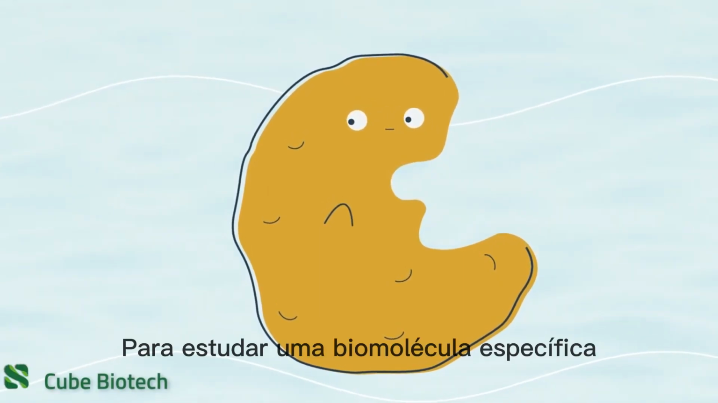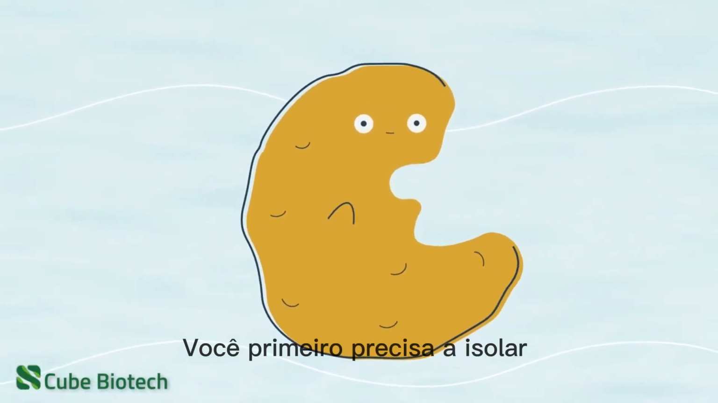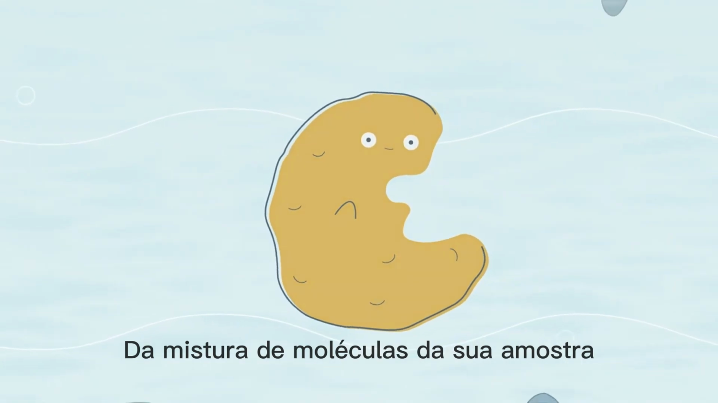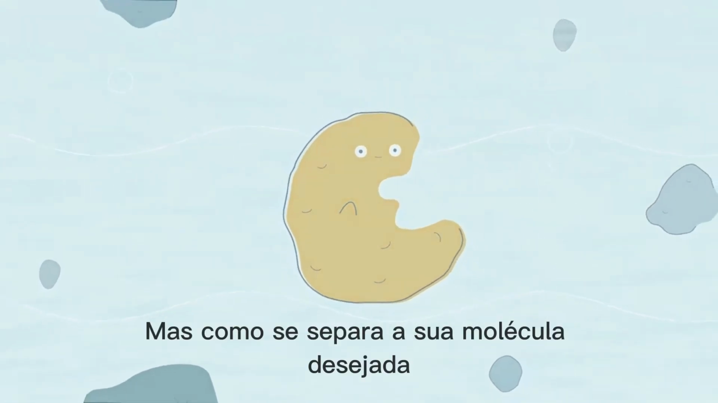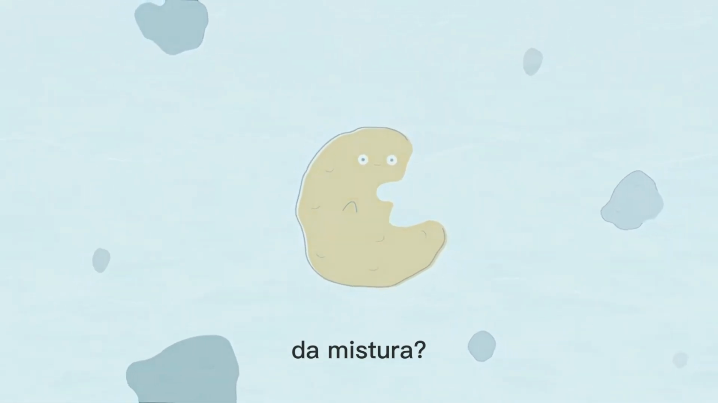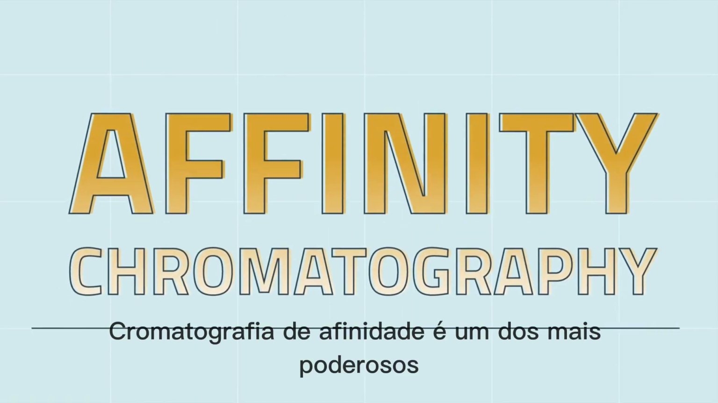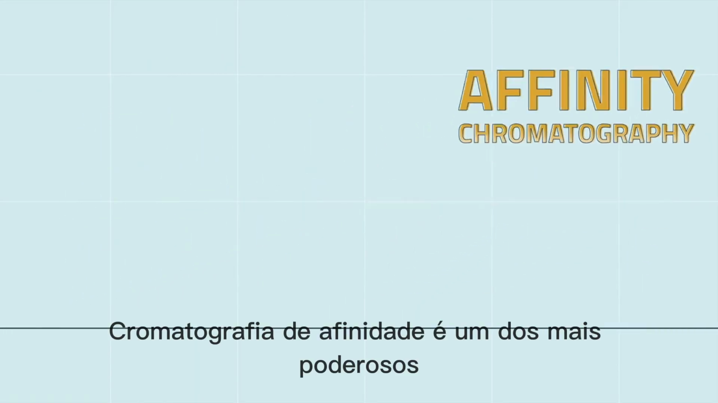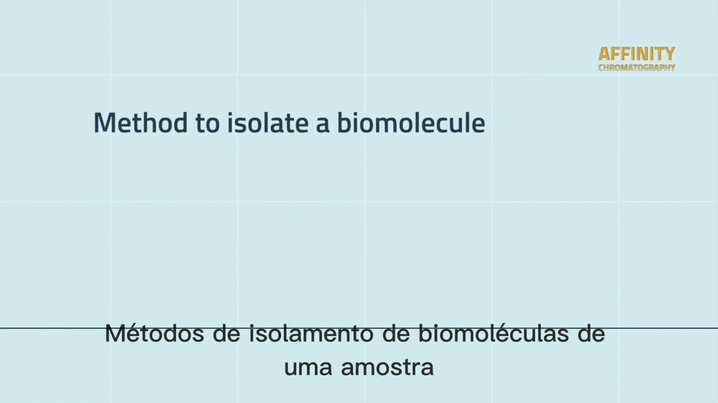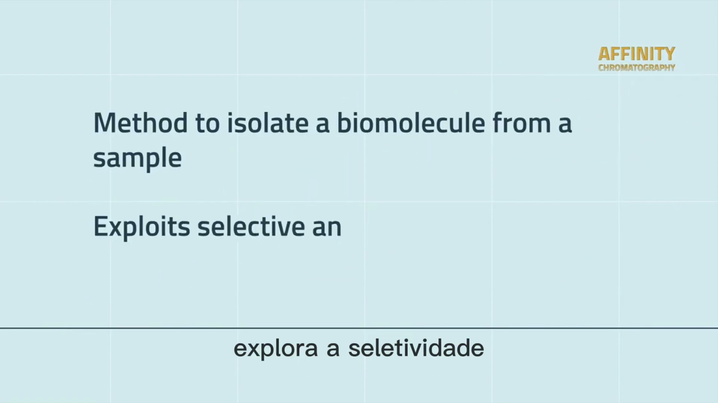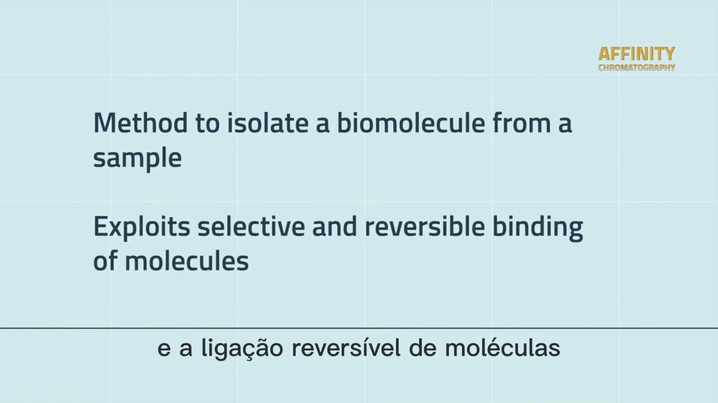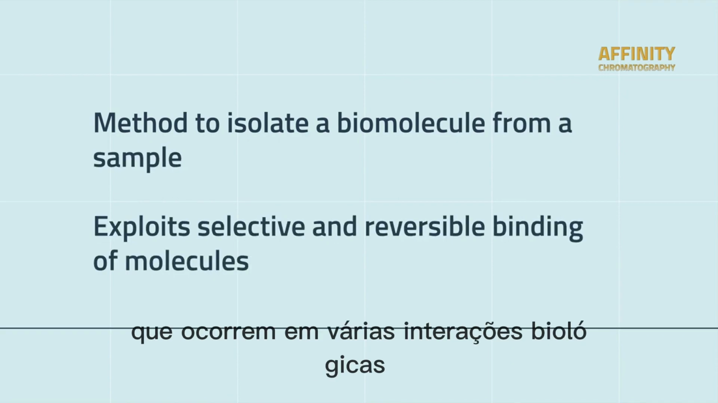To study a particular biomolecule, you first need to isolate it from the mixture of molecules in your sample. But how do you separate your desired molecule from that mixture? Affinity chromatography is one of the most powerful methods of isolating a biomolecule from a sample. It exploits the selective and reversible binding of molecules occurring in many biological interactions.